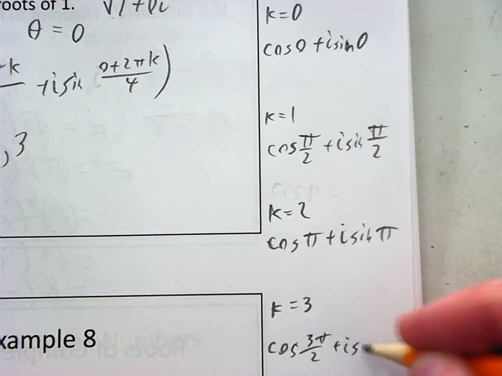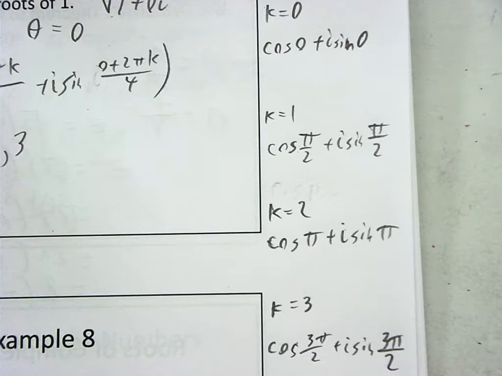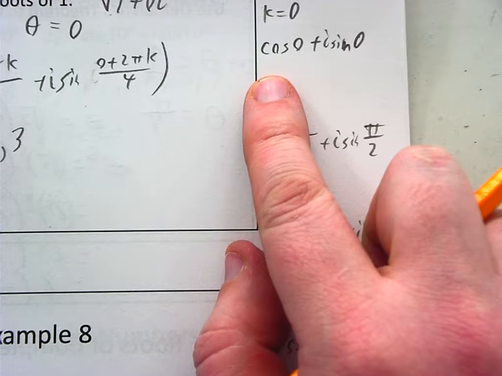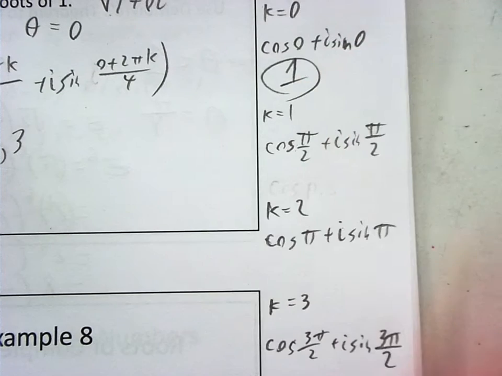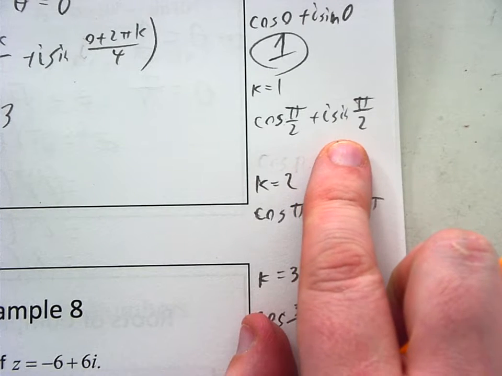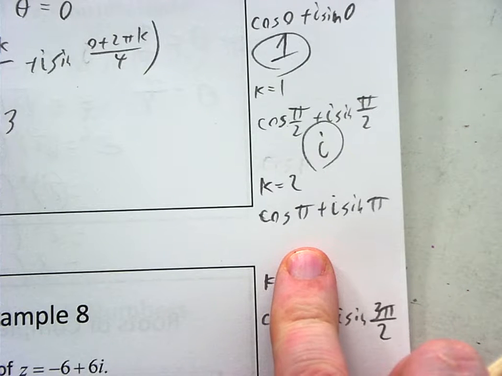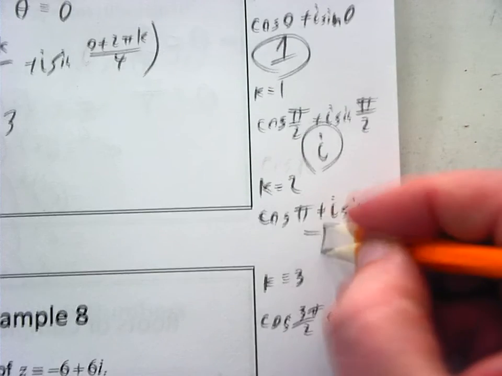Is there a way that you can say all of those? Nope, because I still need to simplify these. Cosine 0 plus i sine 0. What's cosine of 0? What's sine of 0? 0. So this thing simplifies to just 1. Here, what's cosine of pi over 2? Sine pi over 2? So this simplifies to be i. Here, cosine of pi? Negative 1, right? Sine of pi? So this simplifies to be negative 1.